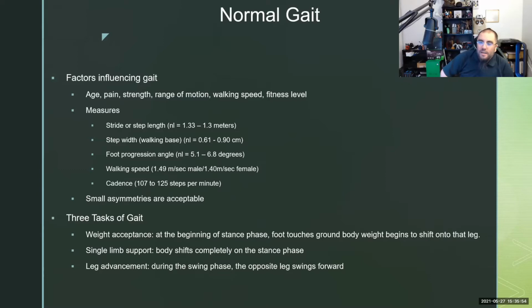Foot progression, again, I'm not going to ask you this, so your board's not going to ask you the progression angle. I just put that in there to show that your ankle has a pretty decent range of motion when it's walking. About 6.8 degrees. Walking speed. For most people, it's about 1.4 to 1.5 meters per second.